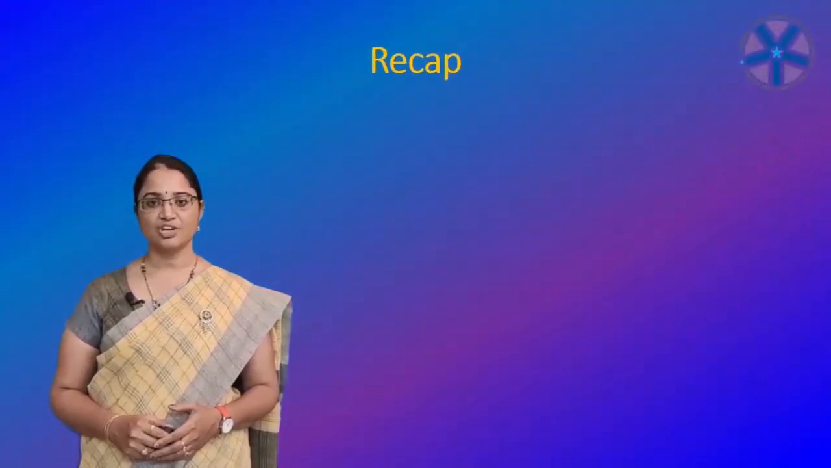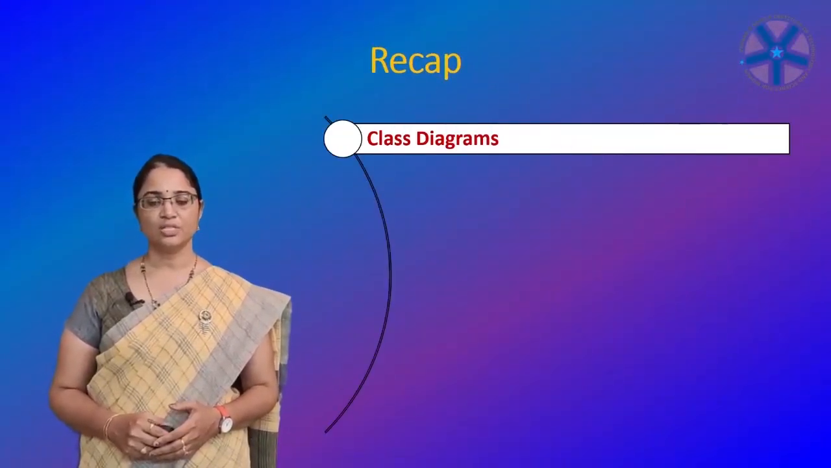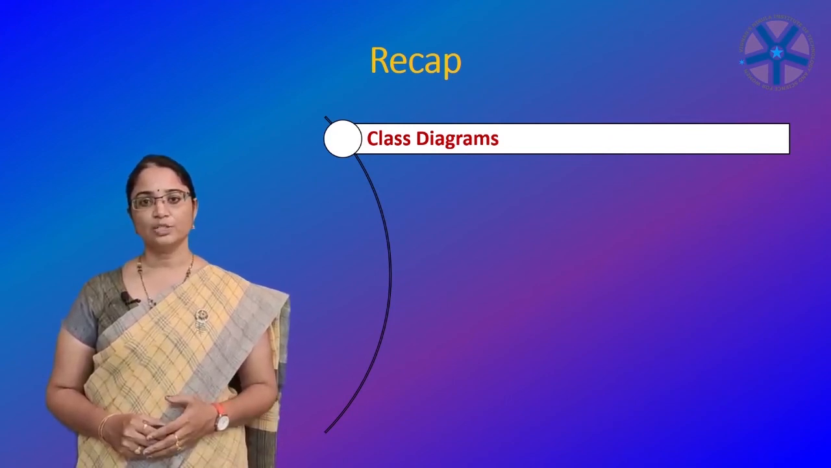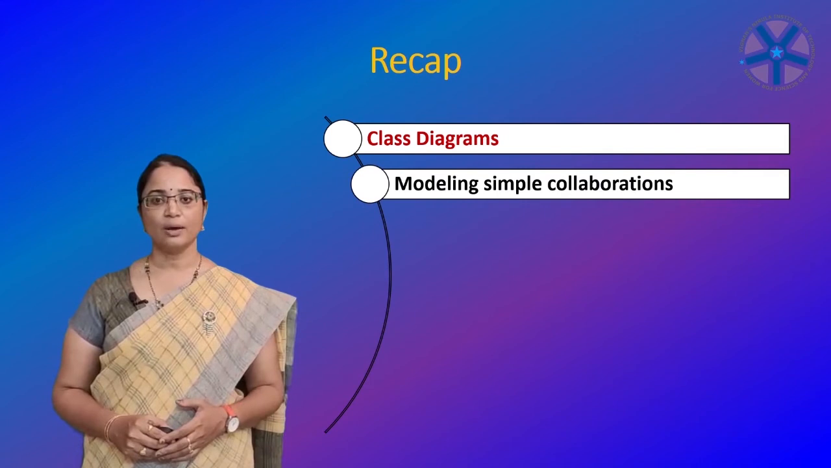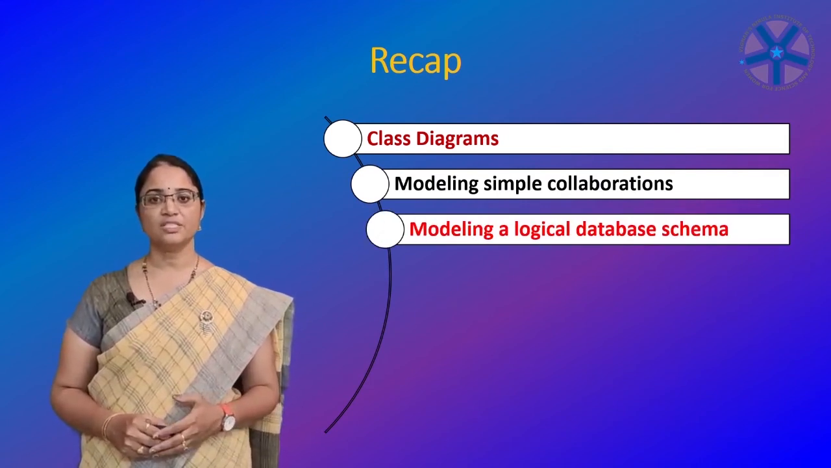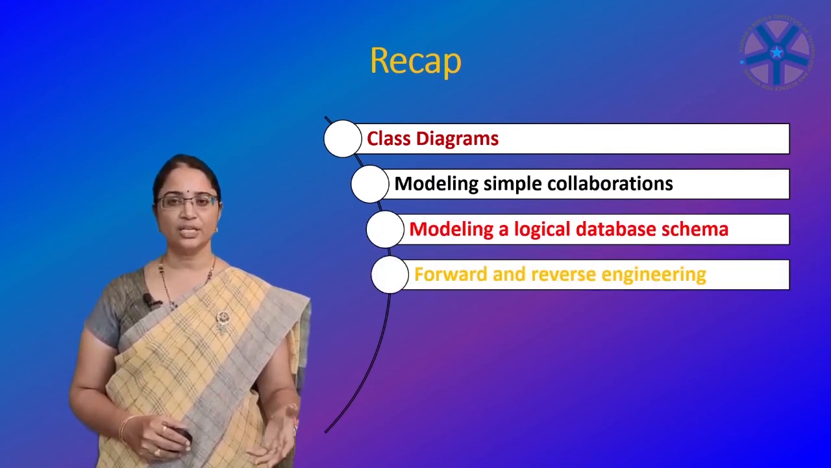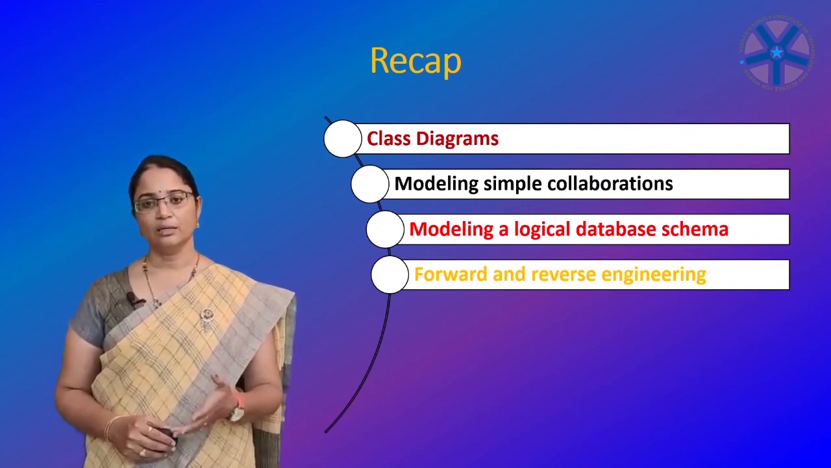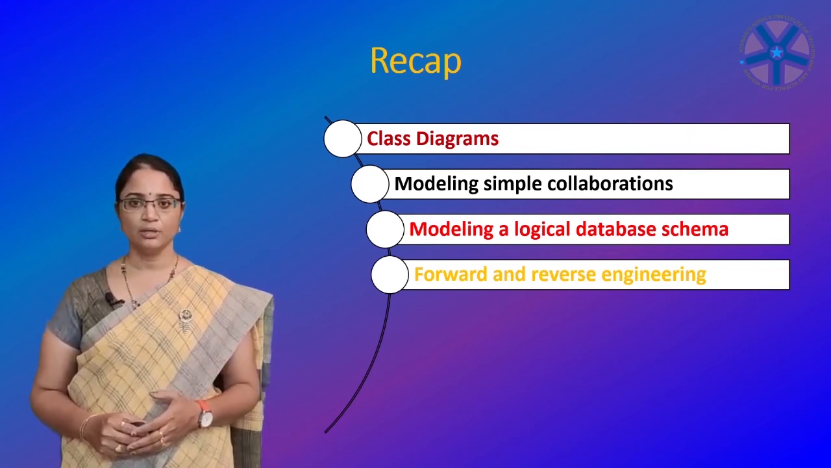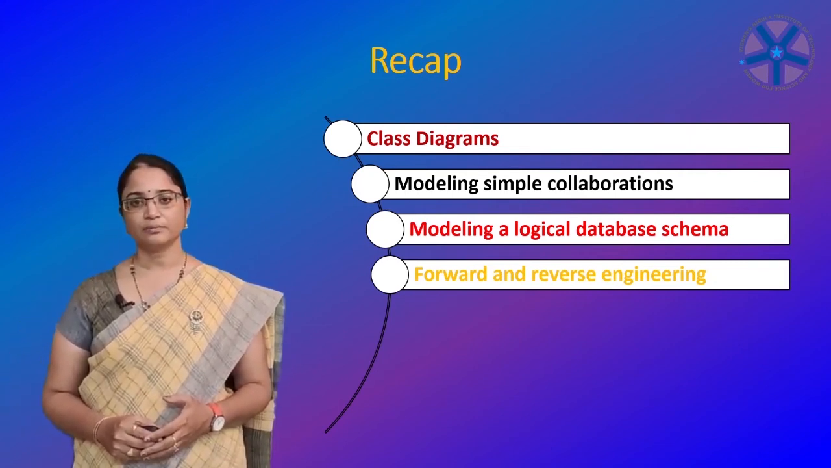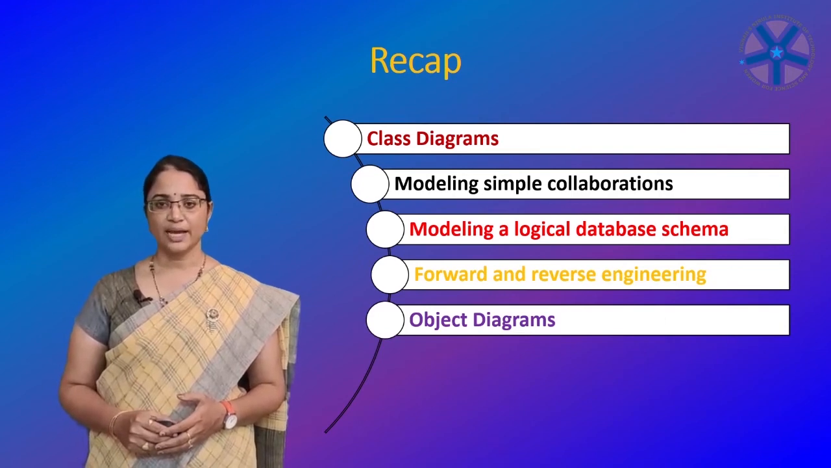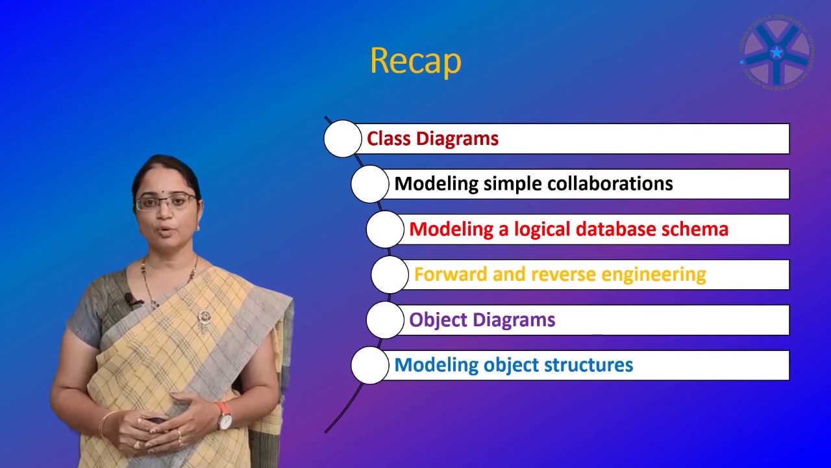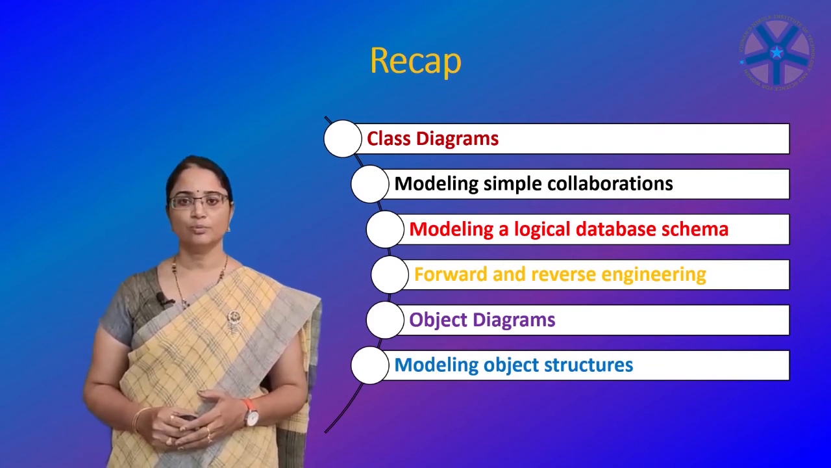Next we have seen the class diagrams. In the class diagrams we have seen what a class diagram is, and in the common modeling techniques we have seen how to model simple collaborations, how to model the logical database schema, and what forward engineering and reverse engineering are, how our tools are supporting, and whether our code is supporting or not for the model which we have generated. Next we have seen the object diagrams. In the object diagrams we have seen what an object diagram is, and next in the common modeling techniques we have seen how to model the object structure.